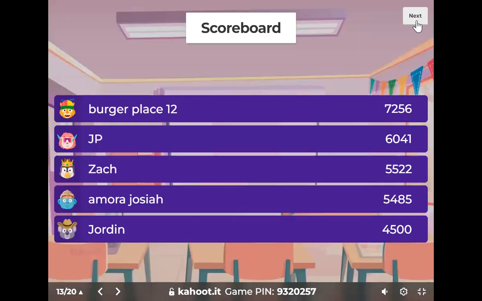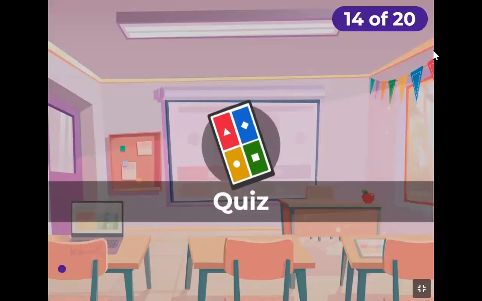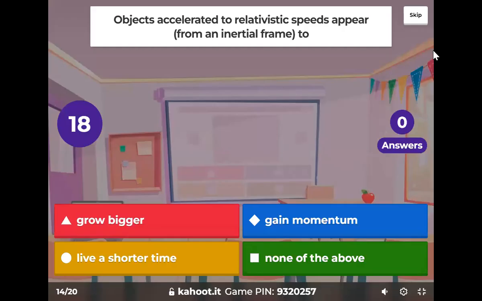Right? Nuclear energy. JP and Burger Place, get more ports. Yeah, in time. See when we get close to it.